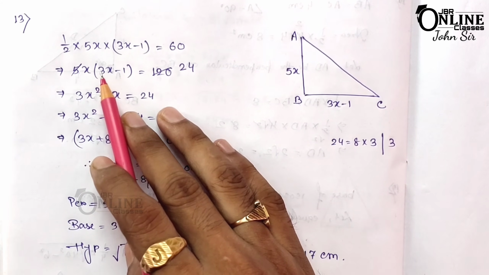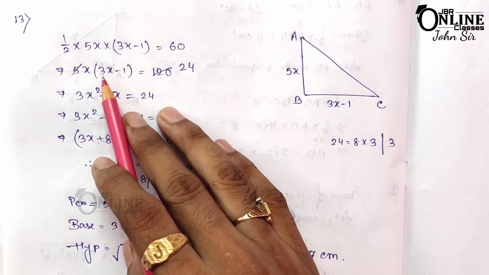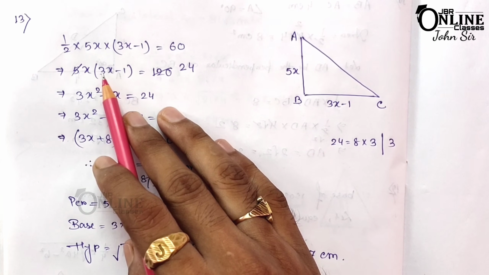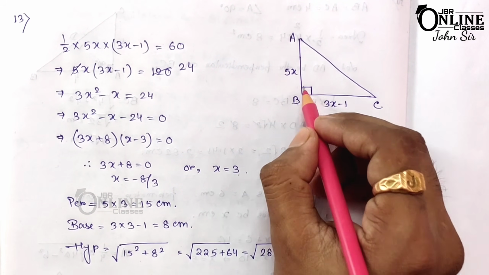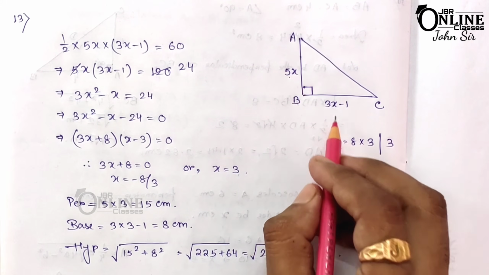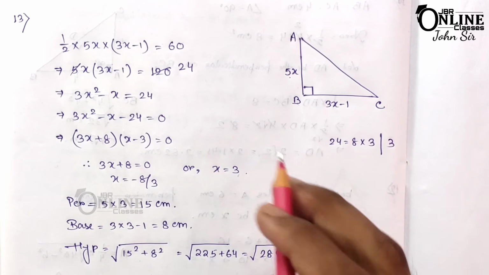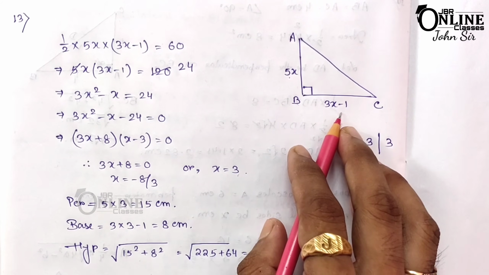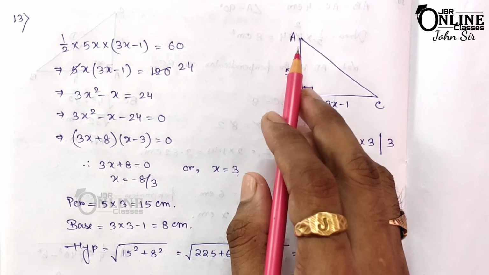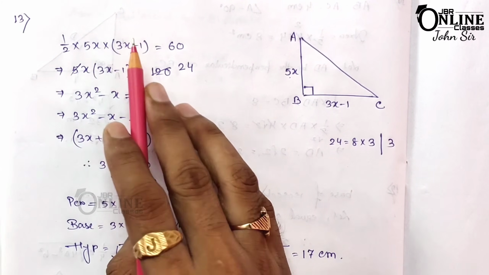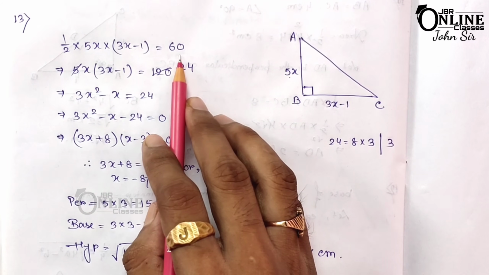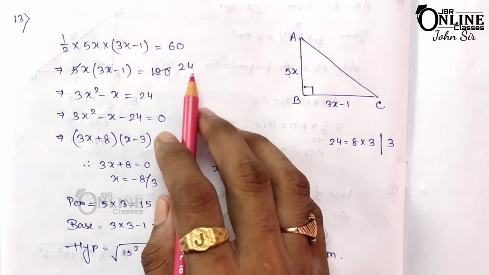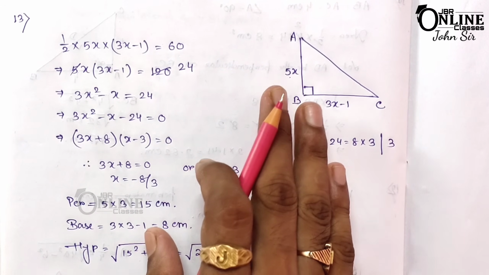Now sum number 13. This is the last sum for this video. So here in sum number 13, the sides of a right angle triangle containing the right angle are 5x and 3x minus 1. So here B is the right angle, consider B as the right angle, and this right angle is contained by the sides 5x and 3x minus 1. Okay, that means here you can consider 3x minus 1 as base and 5x as perpendicular. So half into base into height or perpendicular, that is the general formula to find out the area, and that equals 60, because it's given that 60 centimeter square is the area of that triangle.